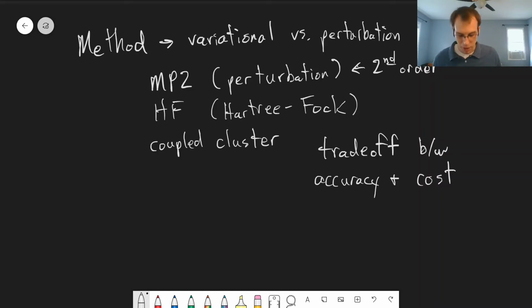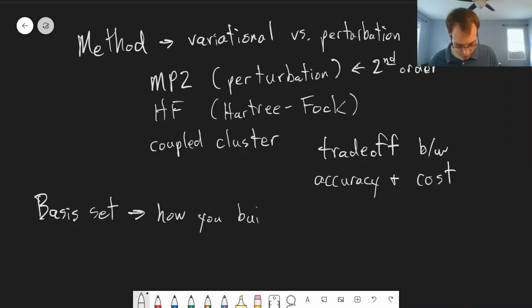The other major part of a calculation that we specify, and we'll talk a lot more in detail about it, is what's known as the basis set. And this is how you build your trial wave functions. We need ways to represent the electrons that are present in these molecules, and our basis set tells us how we represent the orbitals that we're going to add and multiply together to create the trial functions that we're going to use in our variational or perturbation theory calculation. So, how you build your wave functions.